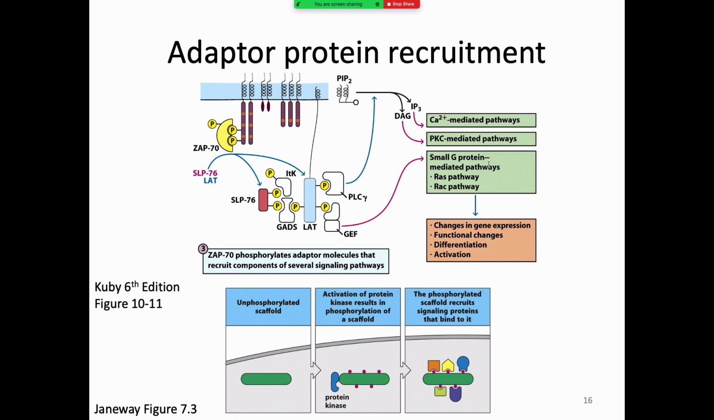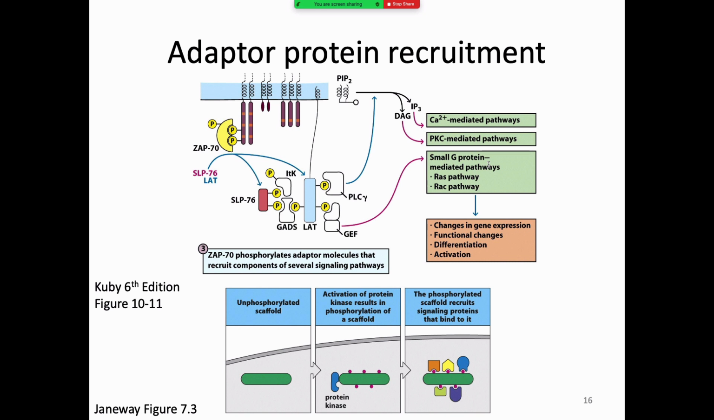So now we get these adapter proteins recruited. And once we have our adapter proteins recruited, as you can see on both the bottom and the top, we bring in lots of other proteins, and lots of things can start happening. And so this is where this pathway starts to branch into all those crazy branches I showed you before.